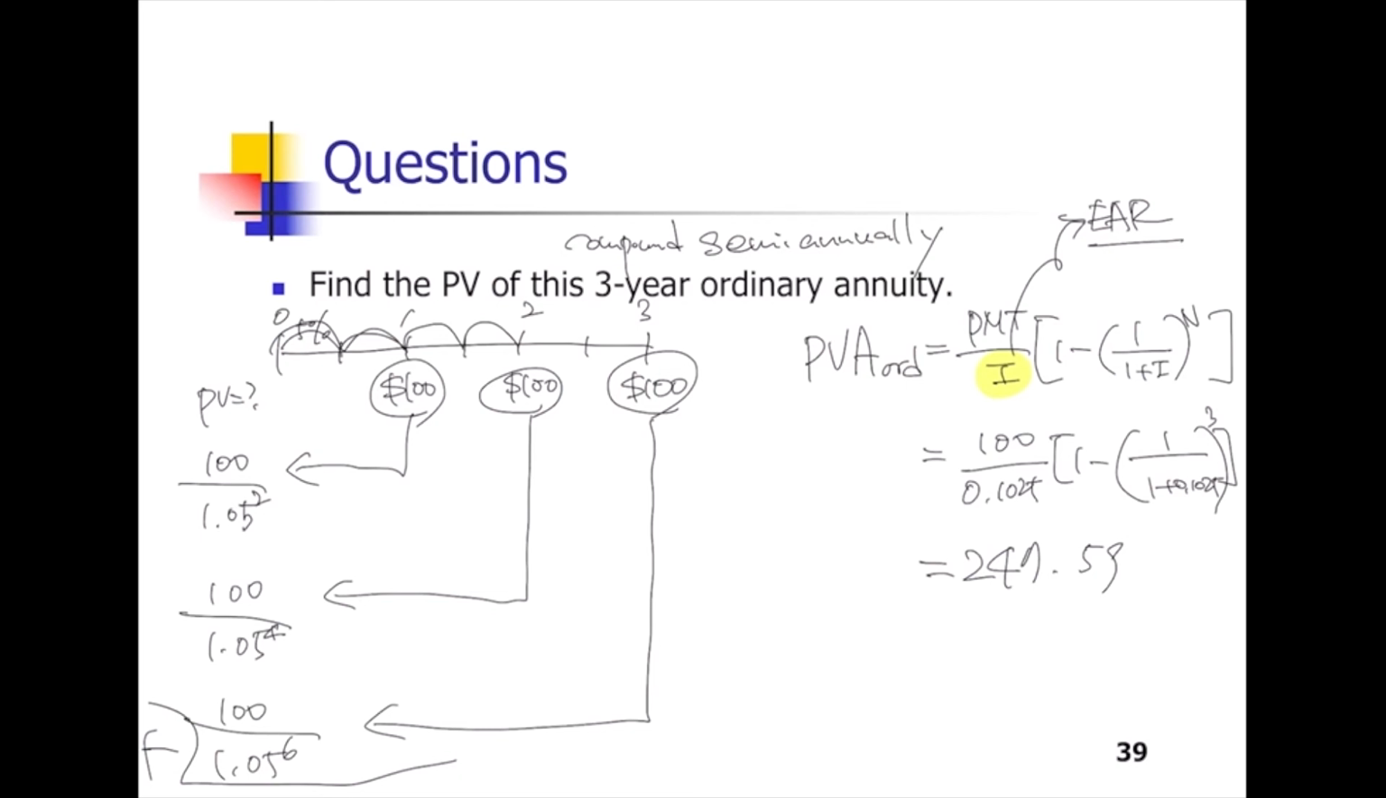You can also use the Excel function, the PV. Firstly you input the rate, right? In this case the rate is EAR, so 0.1025, and the number of periods, EAR concept, so the number of periods is 3, and the payment is 100, and FV, there is no additional cash flow except the payment, so 0. And then you get the same number as this.